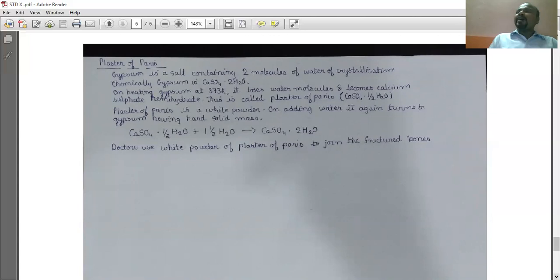Plaster of Paris is a white powder. On adding water, it again turns to gypsum, having a hard solid mass. The equation is CaSO4·½H2O when it reacts with 1.5 molecules of water gives you CaSO4·2H2O. That is, plaster of Paris when it reacts with water gives you gypsum. Doctors use the white powder of plaster of Paris to join fractured bones. We'll one more time see the content which we had seen earlier with its uses.